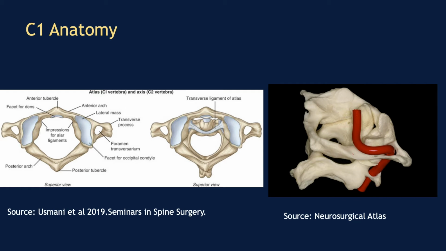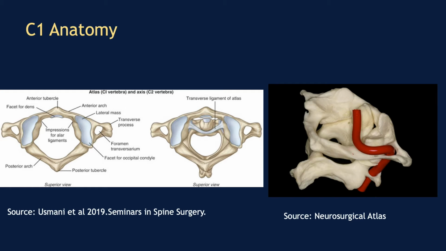So to begin, in order to understand the pathophysiology and surgical nuances of operating on the C1, it's essential that a deep functional and anatomical understanding of the vertebra is well understood. The first cervical vertebra, also known as the atlas, is unique in both its anatomy and function. It articulates with the occipital condyles. C1 lacks a vertebral body.